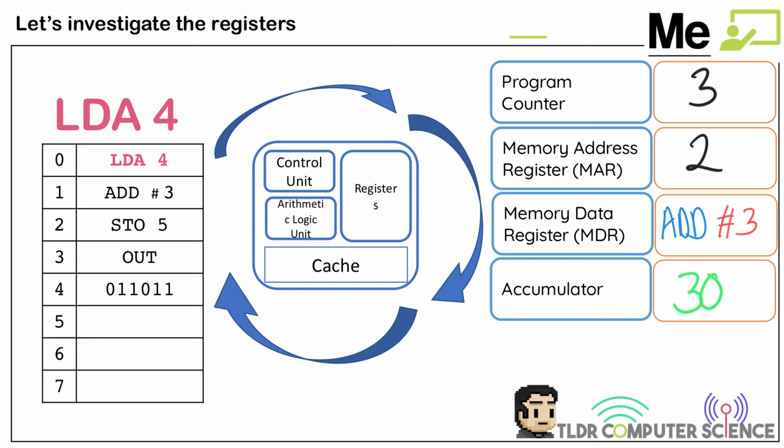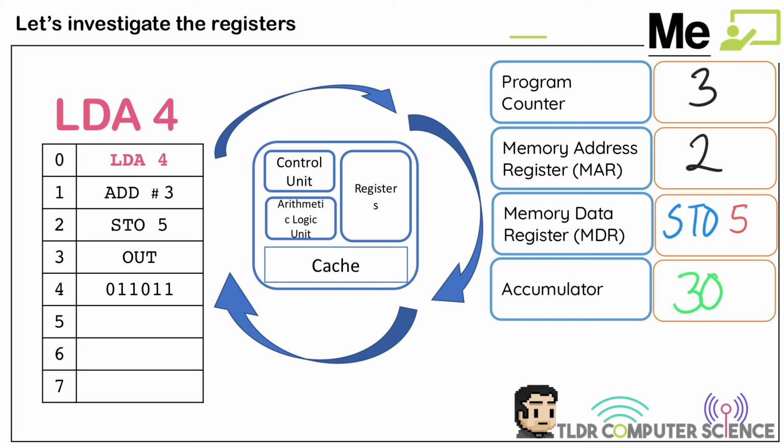So that becomes 3. What do I do with 2? I look in the contents. For that instruction, where do I put that instruction? I put it in the data register. So in here, I'm going to write down, what do I write down in the MDR? STO. And then what? 5. Right. What stage of the cycle am I currently on?